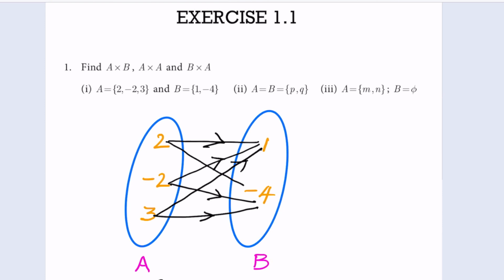Now let us picturize A as a set with the elements 2, minus 2 and 3, and the set B with 1 and minus 4. Now let us associate every element of A with all the elements of B. So let us take the element 2 and associate it with 1 and minus 4. Similarly, let us take the element minus 2 and associate it with 1 and minus 4 of the set B. Now let us take 3 of the set A and associate it with 1 and minus 4 of the set B.